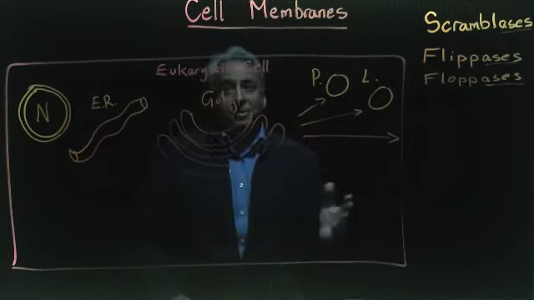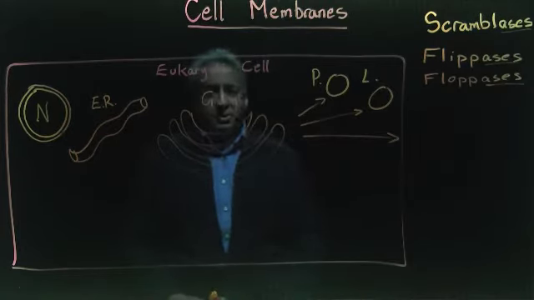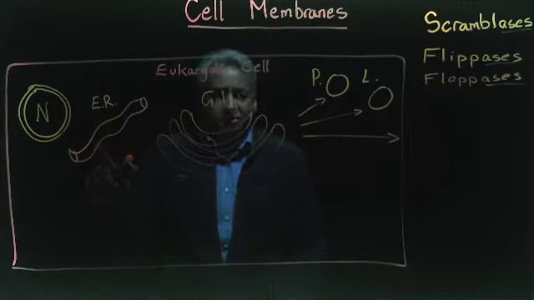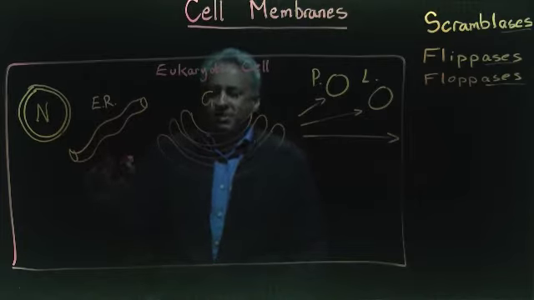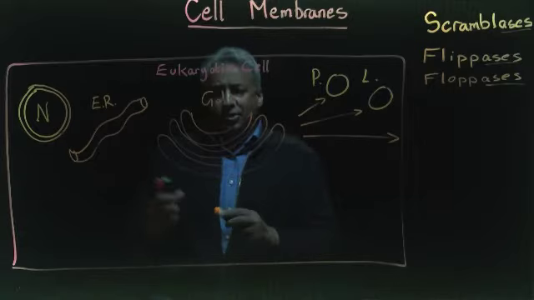Where is new membrane inside a eukaryotic cell manufactured? And the answer is straightforward. It's always manufactured at the endoplasmic reticulum. The endoplasmic reticulum is lined with a single layer of a lipid bilayer membrane. So let's draw that in some detail.